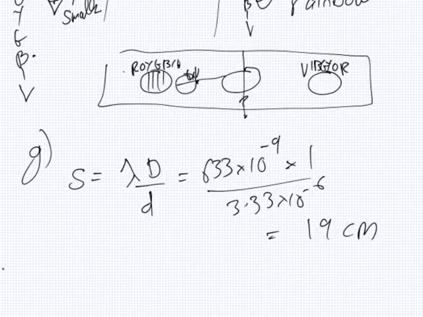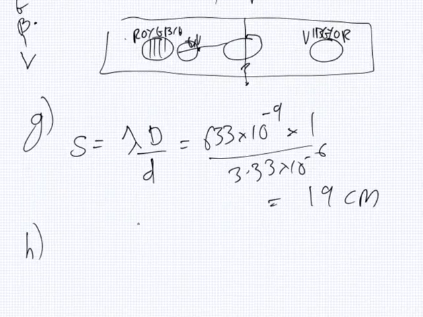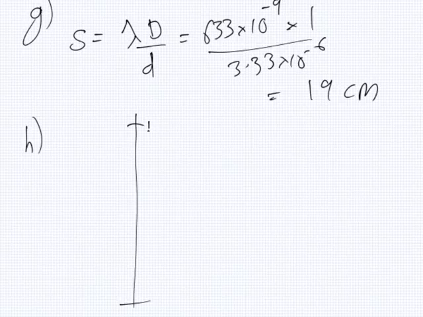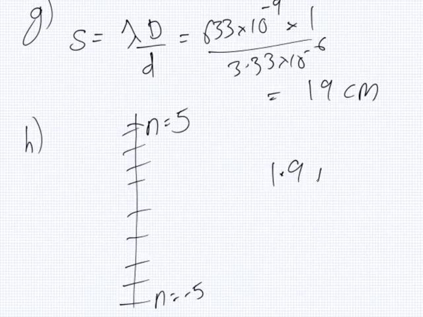Okay, what's next? How wide does the screen need to be? Okay, so the screen here. What's the maximum order? Do you remember? It goes as far as 5, and then here will be minus 5. And the spacing between the orders is 19. So you would need to be using a 1.9 meter screen, 10 times 19 centimeters. No? Yes? Yeah. Anything else? No.